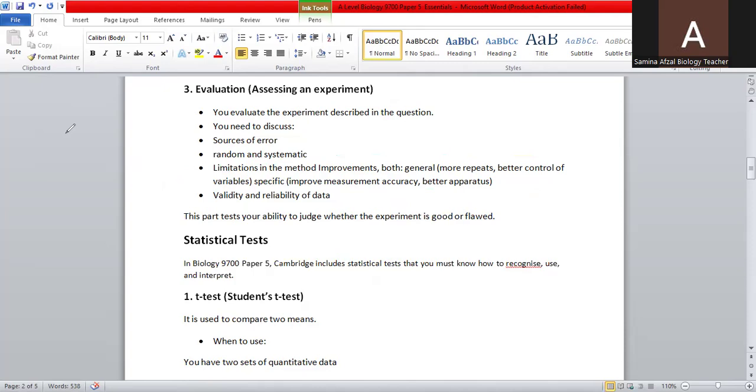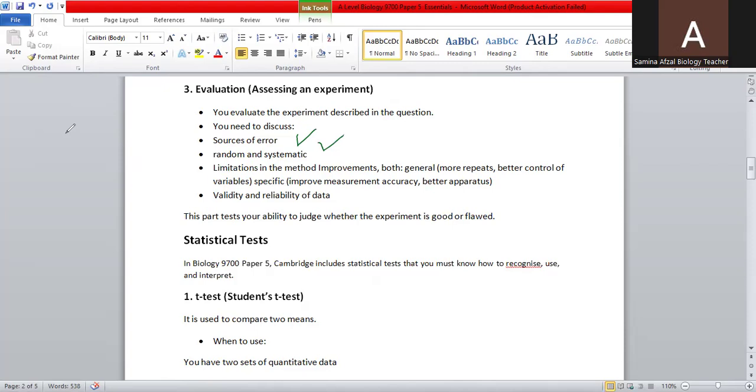what the source of error is during the investigation which you have designed, or which they have given to process or to draw a graph. During that investigation, what can be the source of error? You must think like a scientist about what can be a source of error during that investigation. It can be random or systematic.